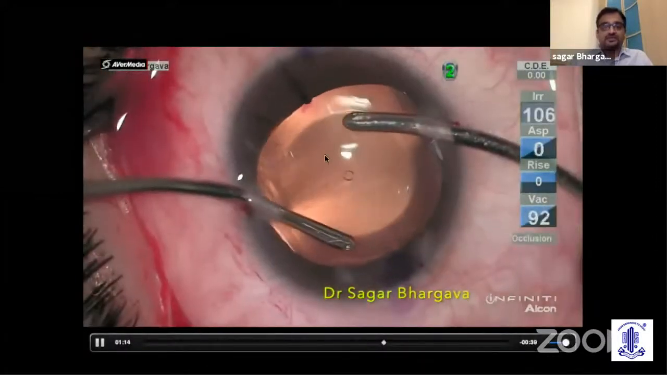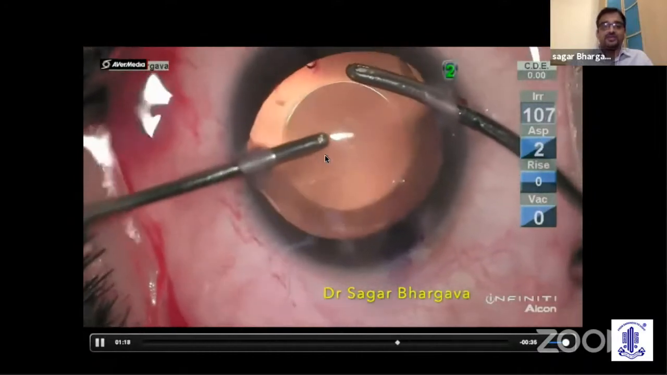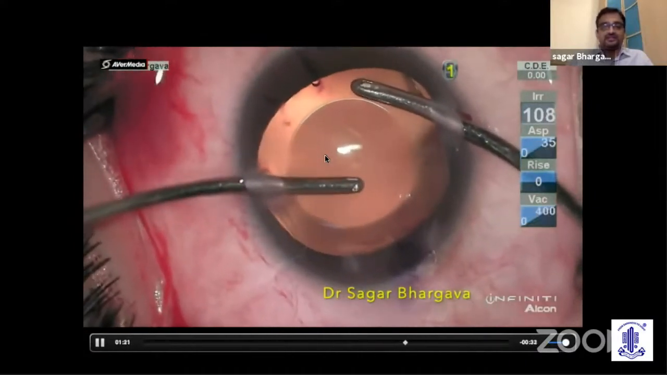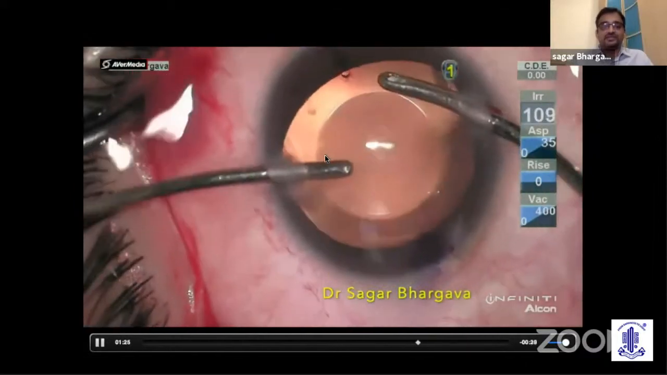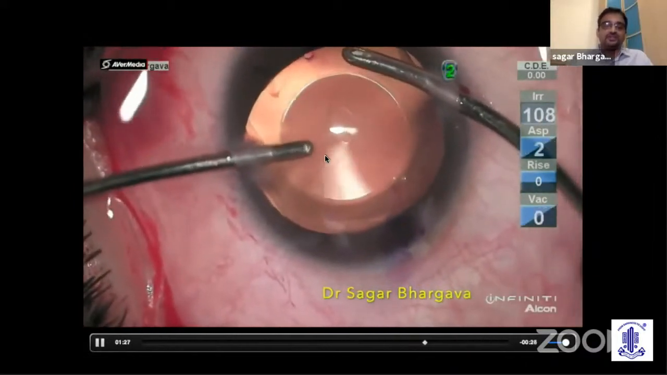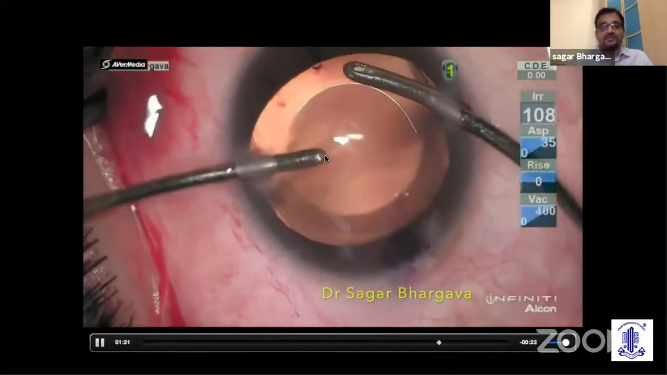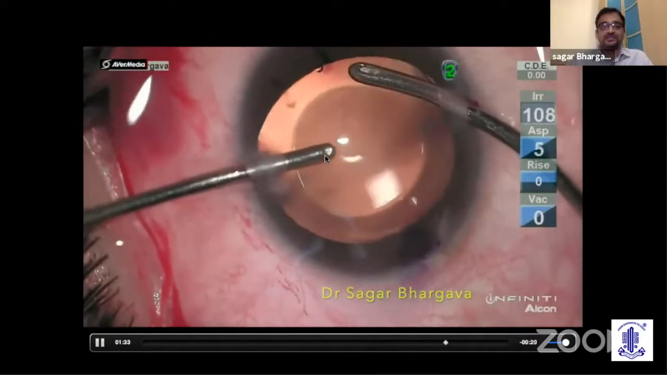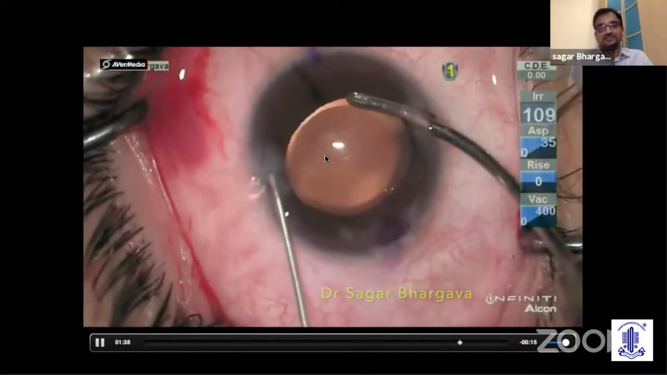So you basically need to now orient the marks, and we do it in the irrigation aspiration mode. It's not very difficult to rotate these lenses. The advantage here is that you don't need huge rotations. The rotations are usually between 10 degrees or 20 degrees. So it's a binomial method. You can just rotate the lens and bring it to the desired axis. So this was the endpoint.